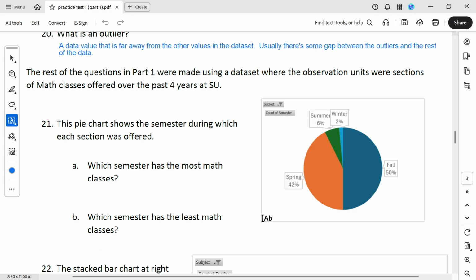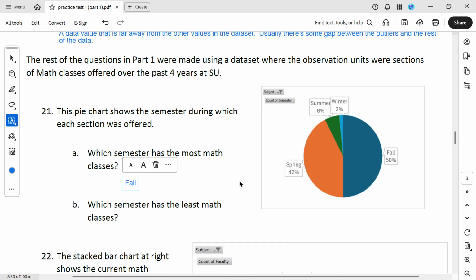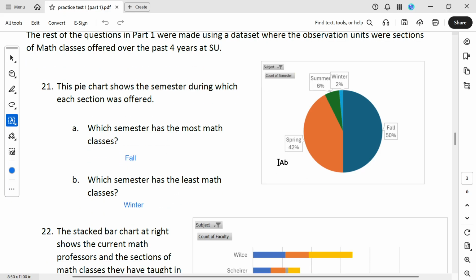So this pie chart shows the semester during which each section was offered. So we had spring semester, fall semester, those are the main two. And then we also have a short winter semester and a summer semester. Most students don't take anything during those semesters, but you can do it if you want to. So which semester has the most math classes? The biggest slice of the pie is fall. And which semester has the least? Smallest slice is winter. All right, so that's pretty easy.